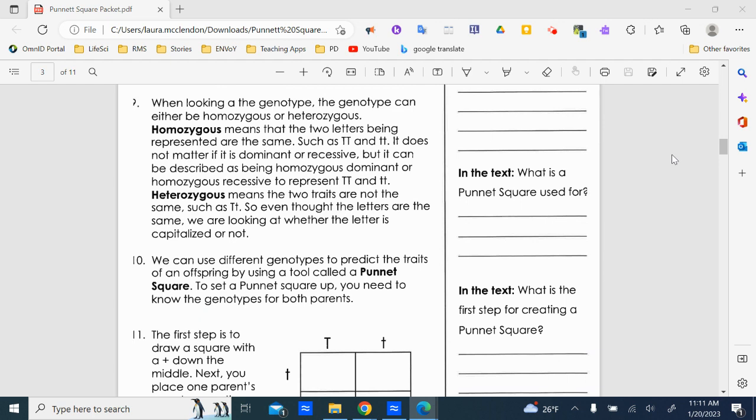9. A genotype can be either homozygous or heterozygous. Homozygous means that the two letters being represented are the same, such as big T, big T or little t, little t. It does not matter if it is dominant or recessive, but it can be described as being homozygous dominant or homozygous recessive to represent big T or little t. Heterozygous means the two traits are not the same, such as big T, little t. So even though the letters are the same, we are looking at whether the letter is capitalized or not.